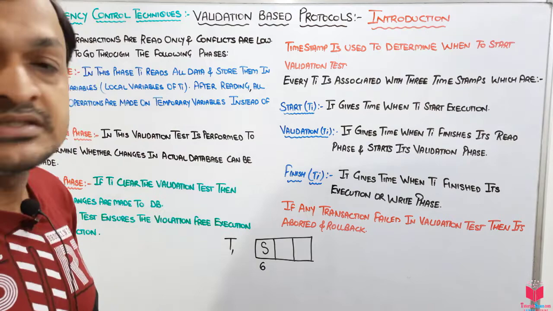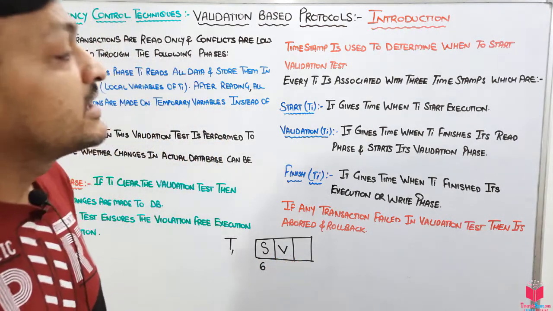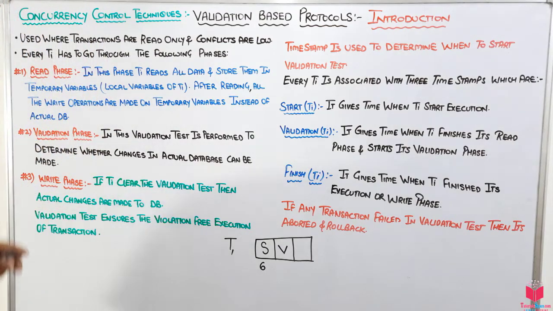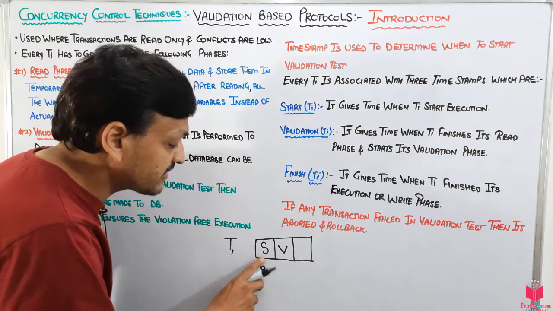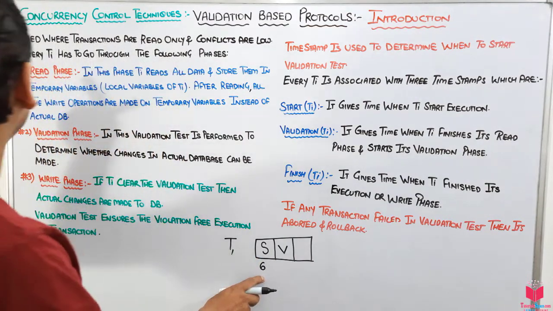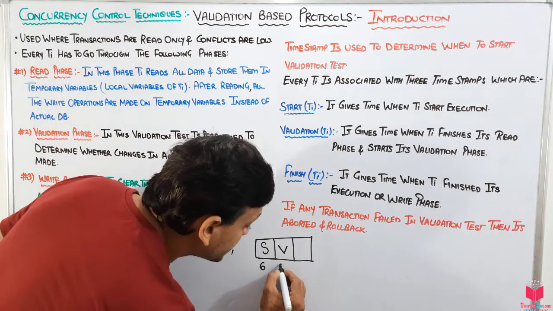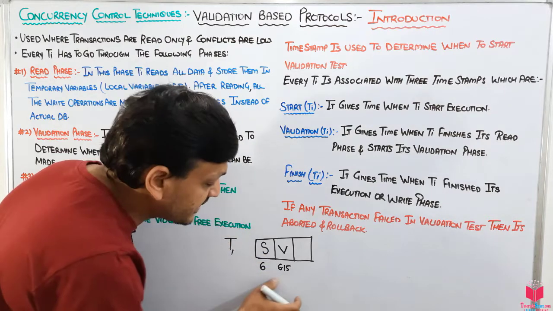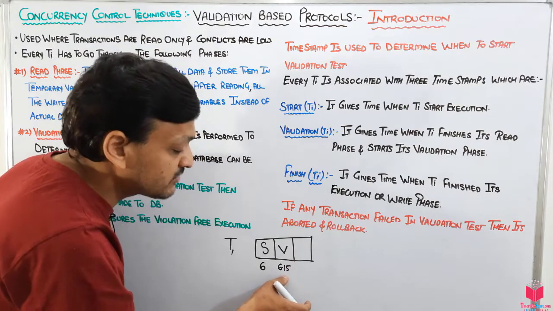After that is the validation timestamp, let's name it V. It gives the time when Ti finishes the read phase, moves to the validation phase and starts its validation. That means when the read phase is finished, it moves to the validation phase. Suppose it took 15 minutes to complete its read phase, then the validation starts at 6:15.